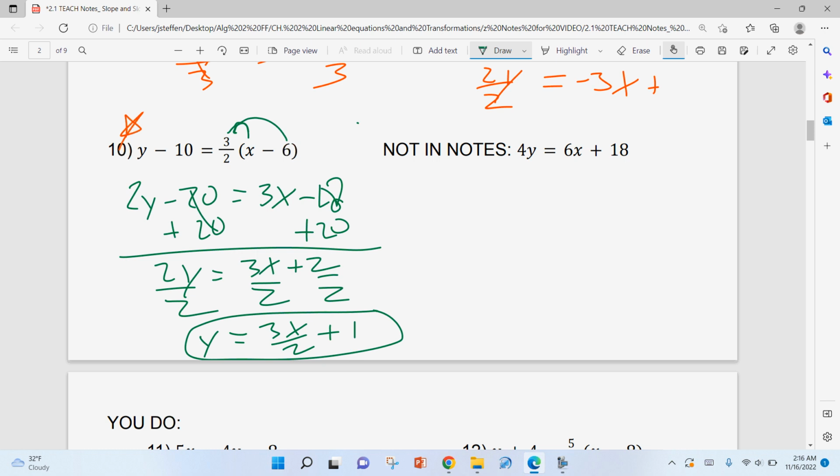I do strongly recommend doing it the way I showed you, but again, if you want to try it with your calculator, since you have calculator capabilities, if you're interested in that, let me know, and I can show you where that is in your calculator. So this one's not in your notes, but just real quick, if I divide everything by 4, I end up getting y is equal to 6 over 4 is 3 over 2x. Then 18 divided by 4 ends up being a weird fraction.